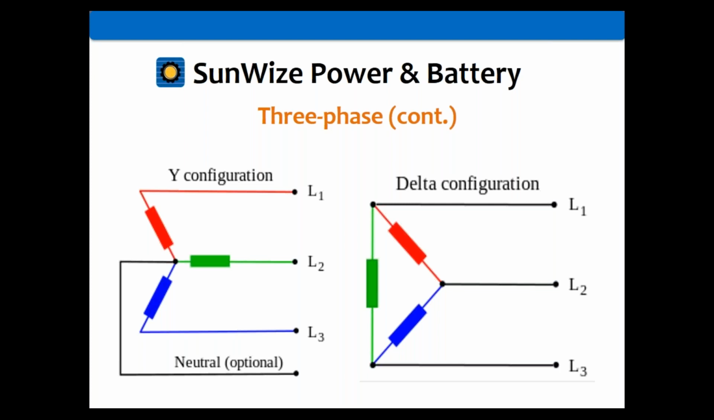Now the delta, you can see there is no place where those three points come together, so you can't get a neutral there. But you still have a line 1, a line 2, and a line 3. So just because you have three wires doesn't necessarily mean it's a Y or a delta. You're not always positive, so you need to find out. And different loads may want a delta configuration versus a Y configuration. So it's important to know that and understand that.